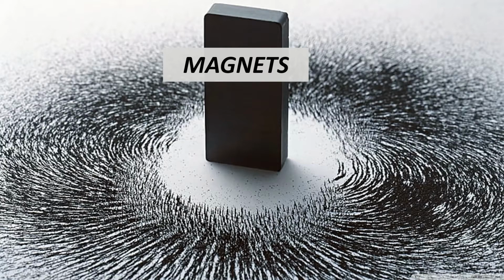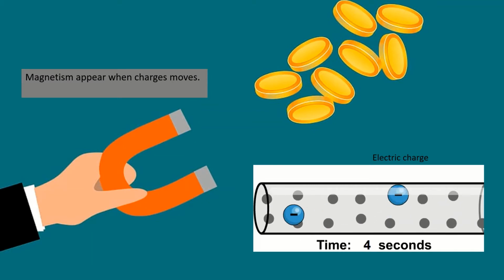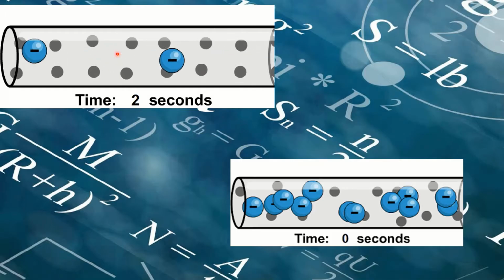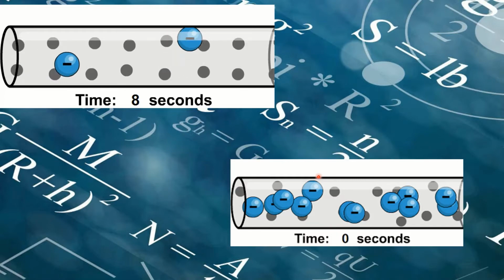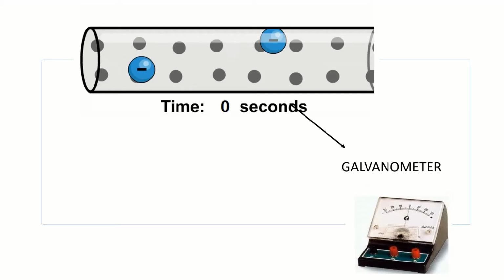Today in this video we are going to see briefly about magnets. Magnetic field is affected by the same thing as the electric field, that is called electric charge. Magnetism appears when the charge moves. It does not matter whether it is a single charge or a bunch of charge moving through a long wire, and it does not matter what the shape of the wire is. Moving charge affects the magnetic field.